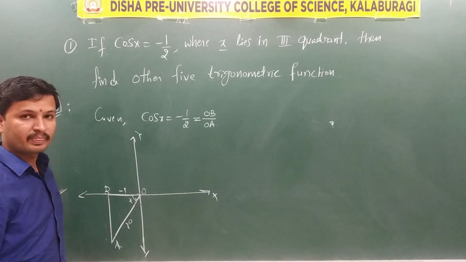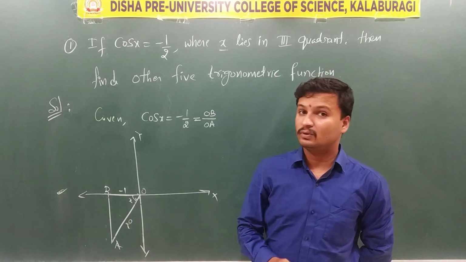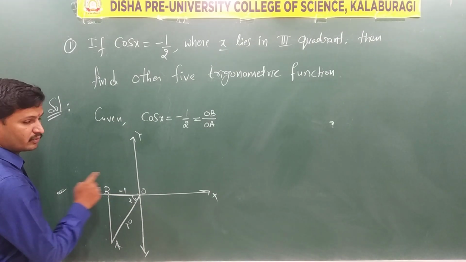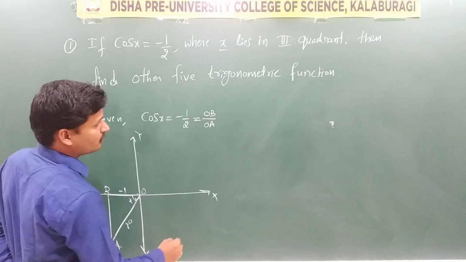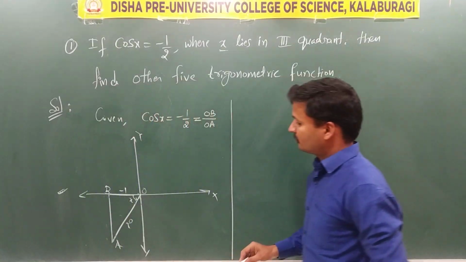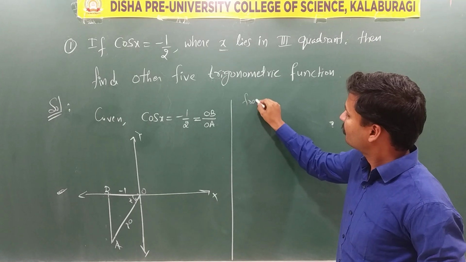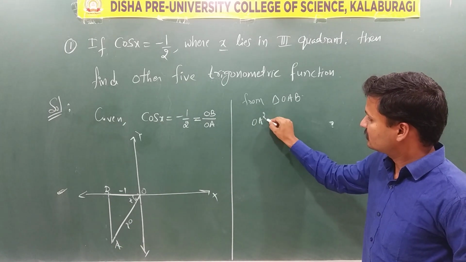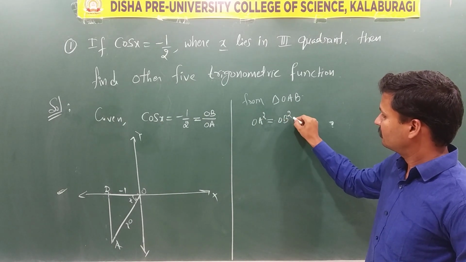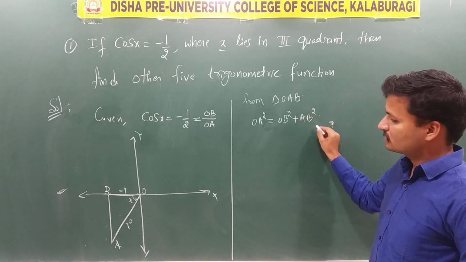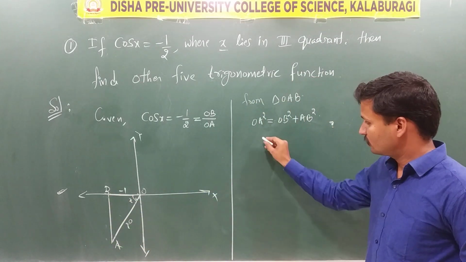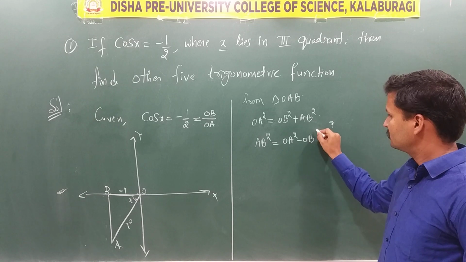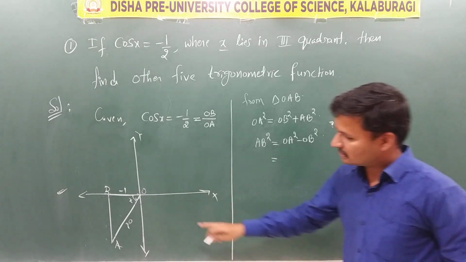Then how to calculate AB? By using the Pythagoras theorem, from triangle OAB, OA square is equal to OB square plus AB square. Here we need to find the AB length, so AB square is equal to OA square minus OB square. OA is 2, so 2 square.